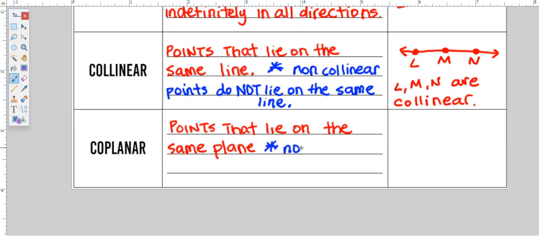So I will go ahead and write this before I draw our little picture. Non is kind of the big go-to there. Non tells us they don't. So non-coplanar do not lie on the same plane. And that's why I'm writing it in blue. It is different. These are two different things. Coplanar are on the same plane. Non-coplanar do not lie on the same plane.